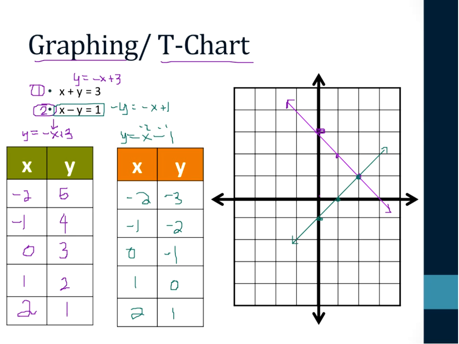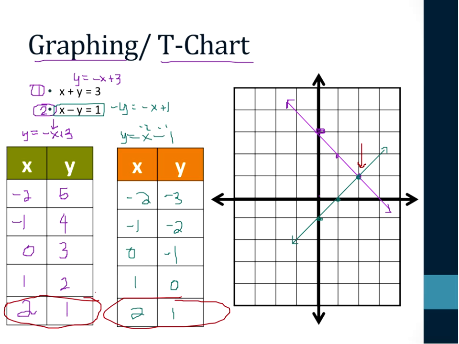And what this allows us to do is find that intersection point. Through the t-chart, we can see that the point 2, 1 was listed both times in that t-chart. So we know that that is the intersection point. We can also see this graphically. Okay, that the point 2, 1 is the intersection point.